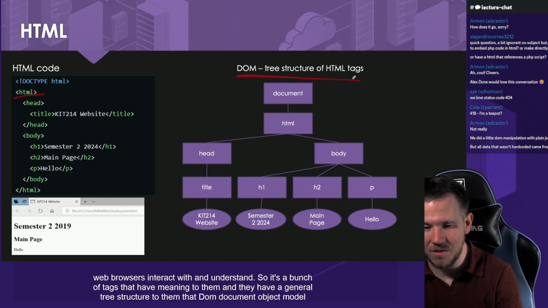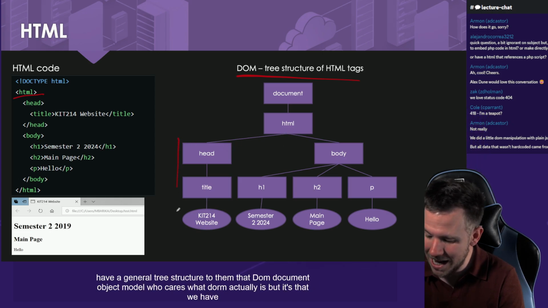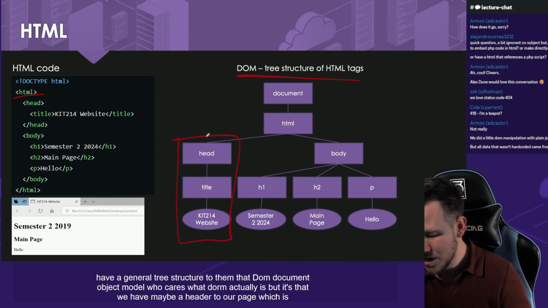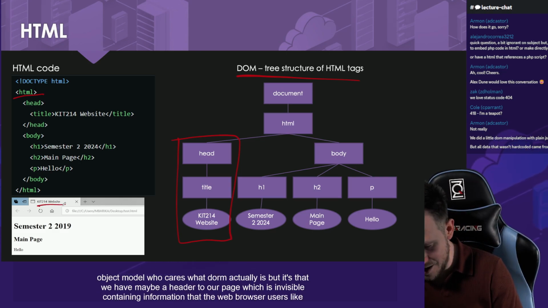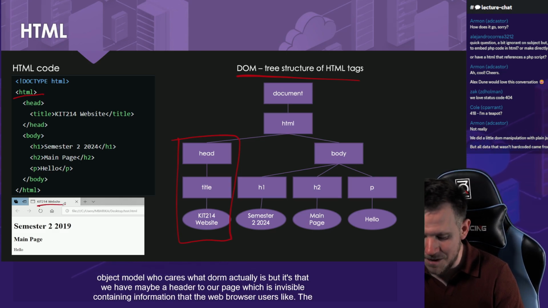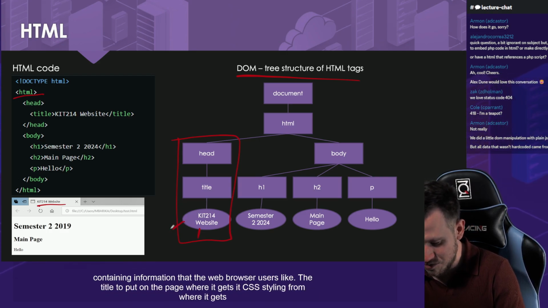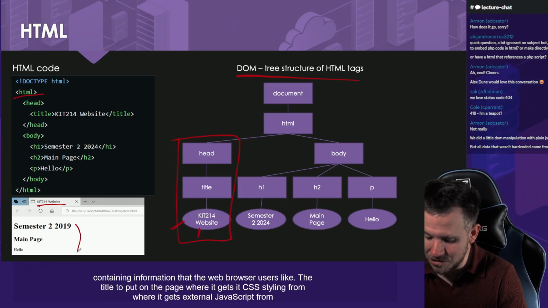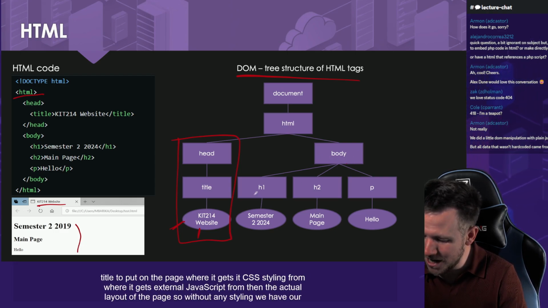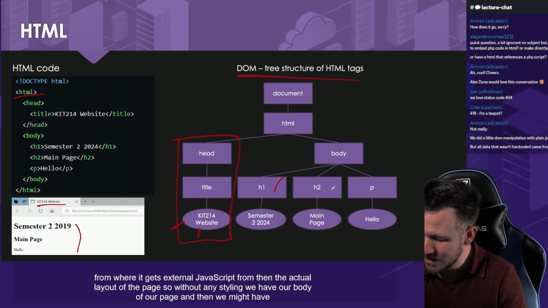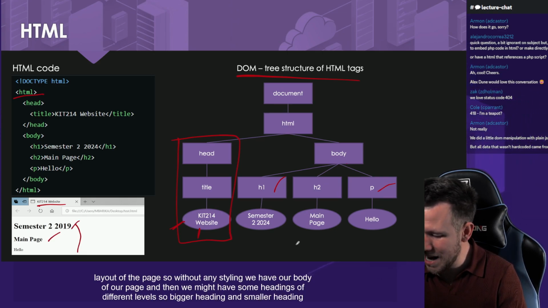Who cares what the DOM actually is? But it's that we have maybe a header to our page, which is invisible, containing information that the web browser uses, like the title to put on the page, where it gets its CSS styling from, where it gets its external JavaScript from, then the actual layout of the page. So without any styling, we have the body of our page, and then we might have some headings of different levels: a bigger heading, a smaller heading, a series of paragraphs.